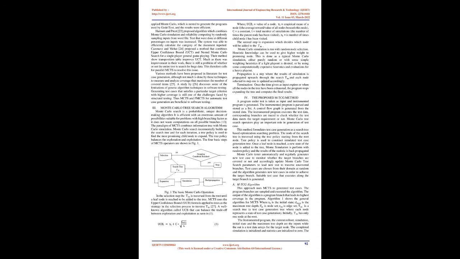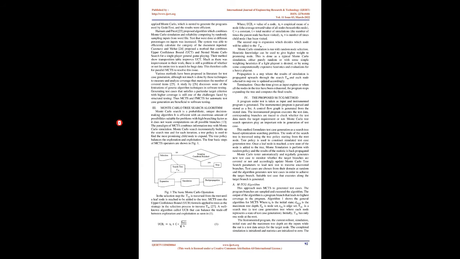Poulding and Feldt [22], in their paper, applied Monte Carlo, which is nested, to generate the programs used by the Gödel test, and the results were efficient. Harman and Preet [23] proposed an algorithm which combines Monte Carlo simulation and reliability computing by randomly sampling inputs from a Word file. Tests that were done at different percentages on inputs increased. The system was able to efficiently calculate the category of the document inputted.